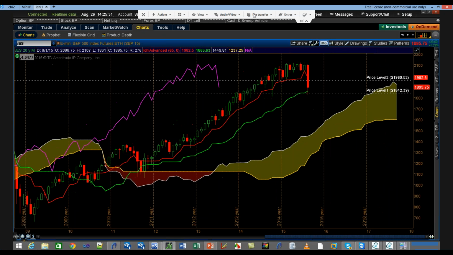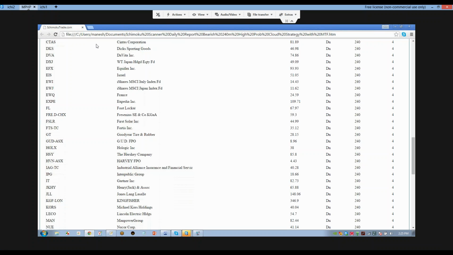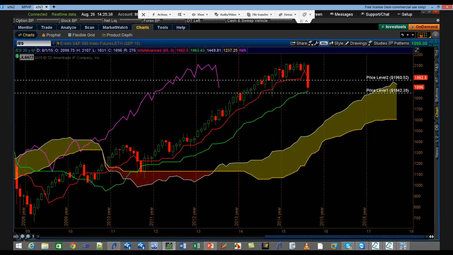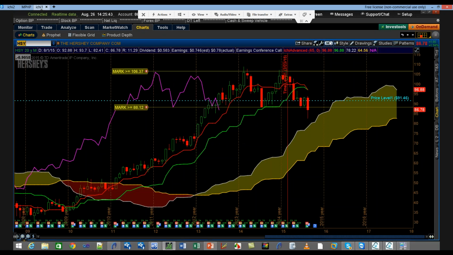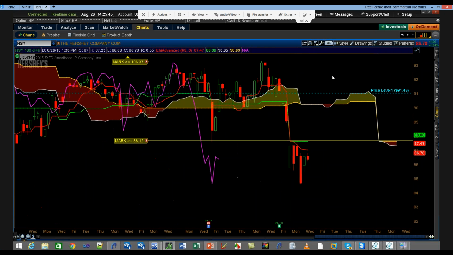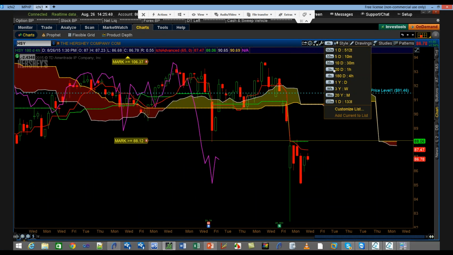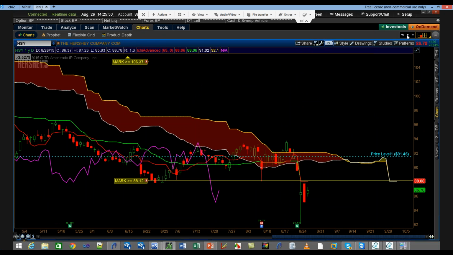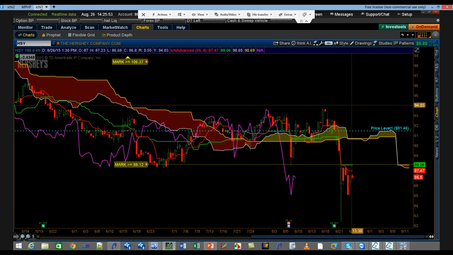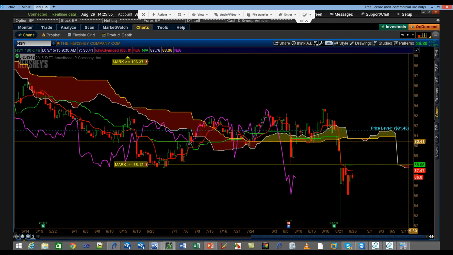So let's look at this list here. And I think one of them was Hershey's. So let's look at Hershey's, HSY. And I'm going to go to the 240-minute time frame since that was my first time frame here, since this scan was looking for 4-hour trade setups. Now, this is a scan that's been coming up for a couple of days. So let me zoom in here, and I'll show you exactly how to do it.